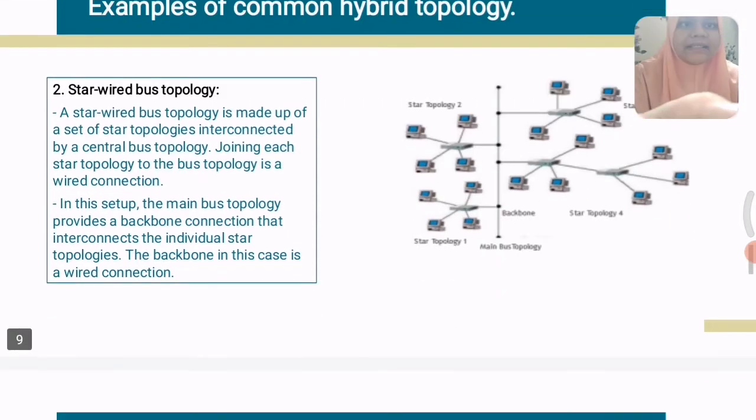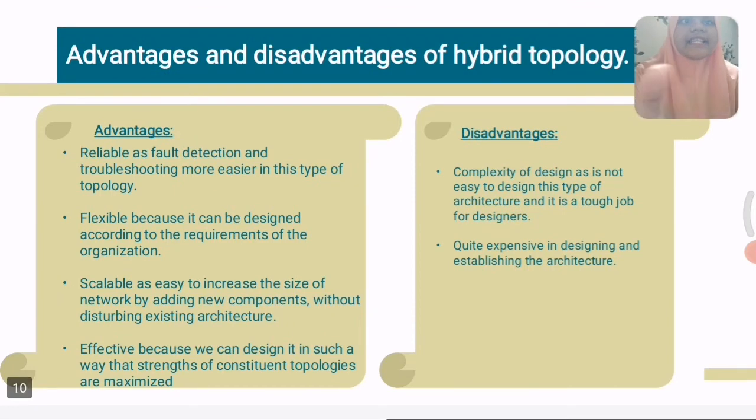Next, advantages and disadvantages of hybrid topology. Okay, you have to understand that everything in this world has its own advantages and disadvantages. Okay, first let's take a look at the advantages of hybrid topologies. First, reliable, as fault detection and troubleshooting are easier in this type of topology. Second, flexible, because it can be designed according to the requirement.